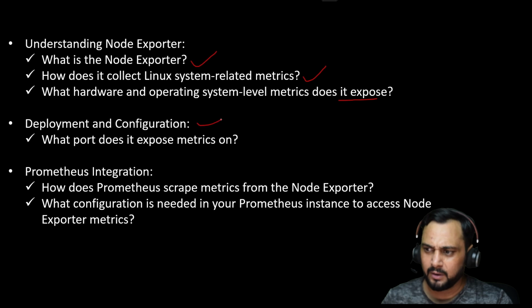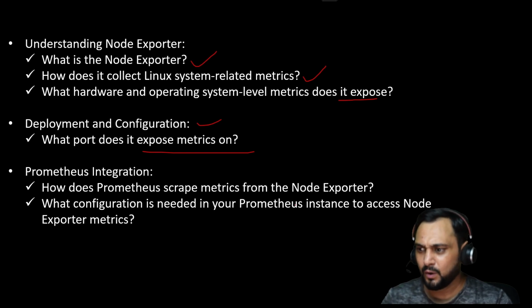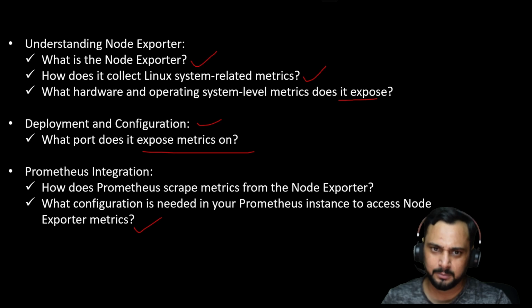In the next topic, we will try to understand what port it uses and how it exposes the metrics. In the last step, we're going to understand how Prometheus scrapes metrics from node exporter. It means that Prometheus will fetch the data from the node exporter client machine. What configuration is needed in your Prometheus instance to access node exporter metrics? All these questions we will cover in this chapter.